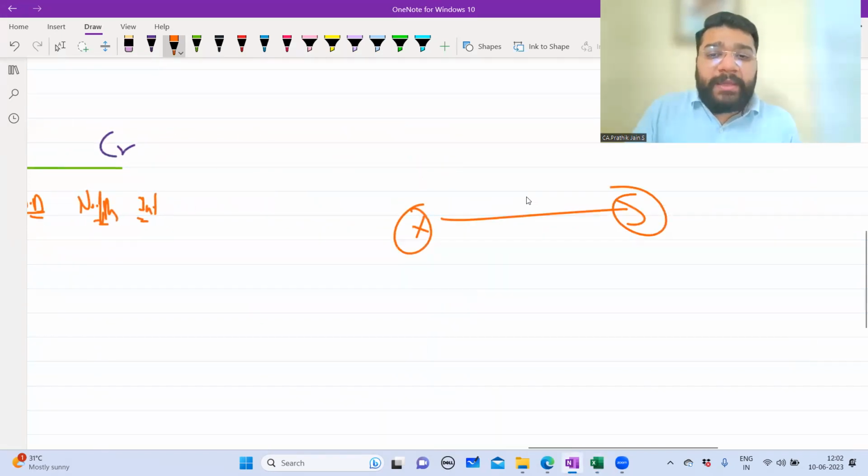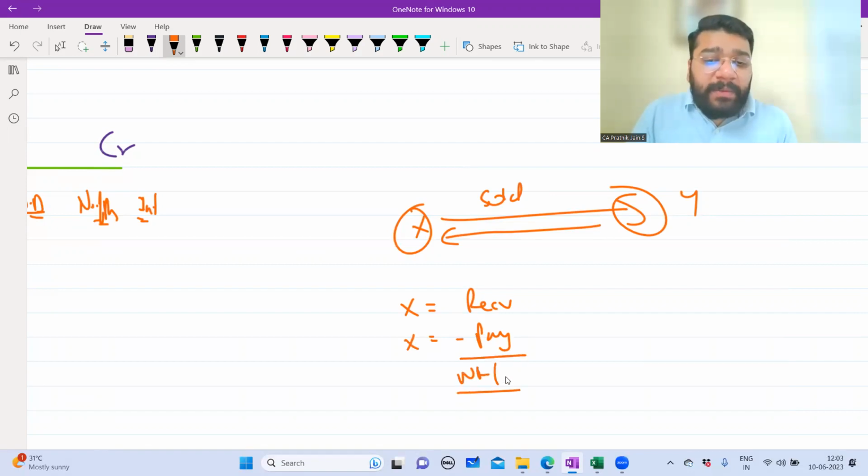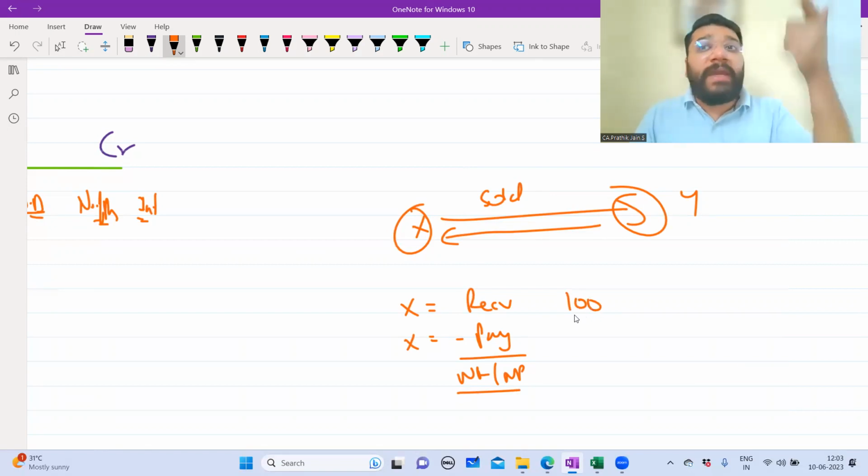How is the principal amount calculated? X has sold goods to Y, so can I say X has to receive the money? Then X has purchased from Y, so can I say X has to pay money? Receive money minus pay money, can I say this is the net receipt or net payment? For example, X has to receive 100 rupees from Y because he has sold 100 rupees worth of goods to Y.